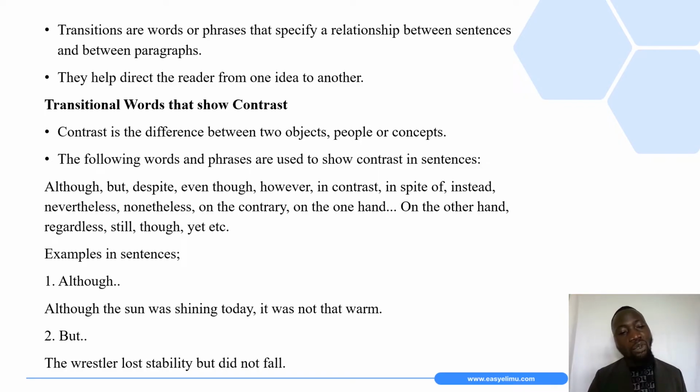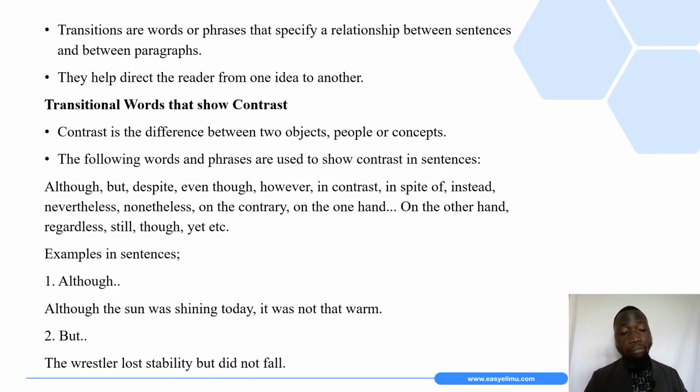Now, how about we try using some of these examples in sentences to see how these transitions can be used to specify a relationship between the sentences, and again between paragraphs if you use them in paragraphs.